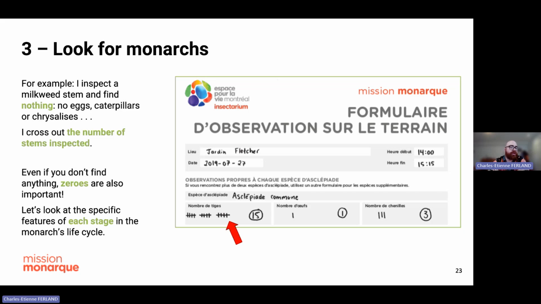But even if you do a survey and you don't find anything, zeros are also important because it tells us that somebody went out, did an effort to look for monarchs, documented a potential site because there was milkweed, but at the time of the survey there were no eggs, no caterpillars. It doesn't mean that next week or the month after that it won't be used as an actual breeding site. So essentially, zeros are important.